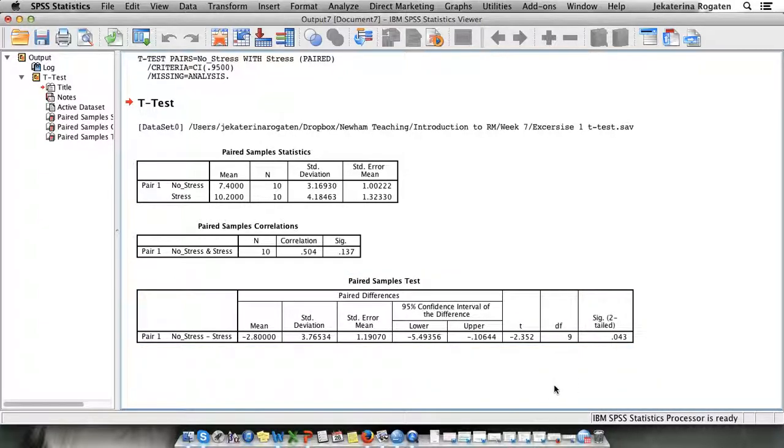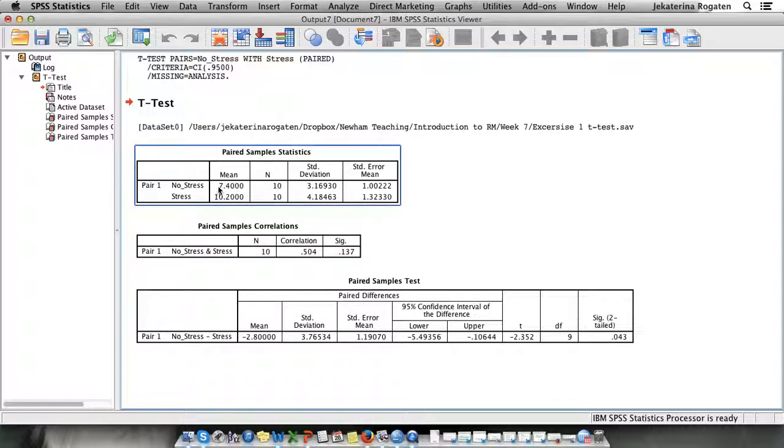So when you report it, you'll have to report that t with 9 degrees of freedom equals minus 2.352, comma, p is either less than 0.05, or you can say that p equals 0.0215, and in brackets you would say for a one-tailed test. You have to do a one-tailed test just because the hypothesis was directional.